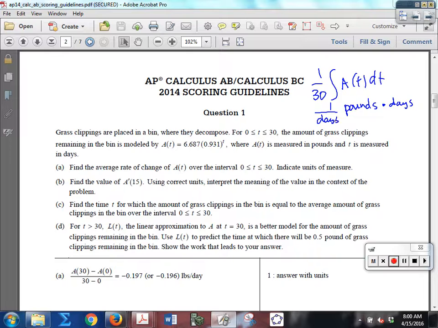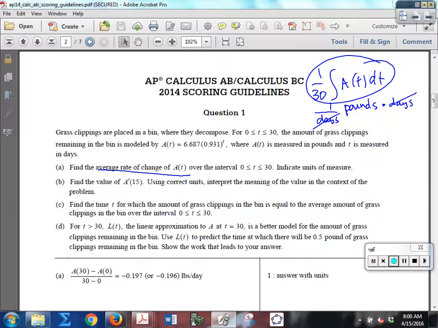So this right here, if you do this, this is the average pounds. So that's the average pounds, not the average rate of change of this function. So average rate of change of a certain function is just the slope of that function. Okay?